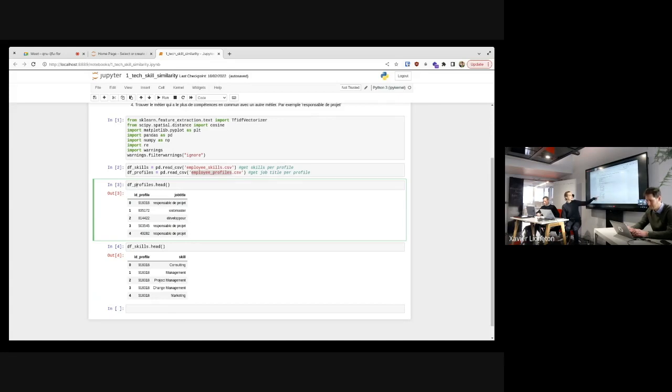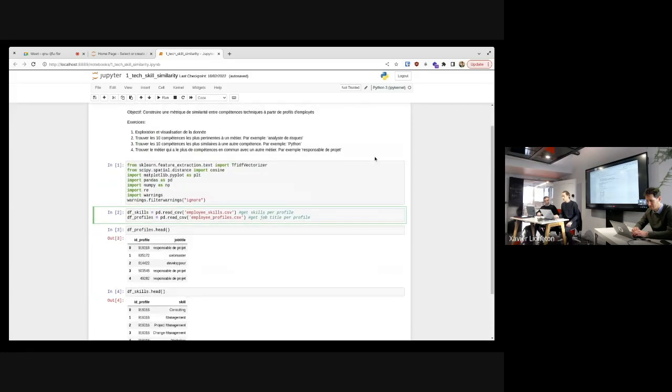So you could basically merge these two data sets on the ID profile column. So it means this responsable de projet has all of these skills that you see here. Obviously, this data set is much bigger, but that's to show you how they work together. So it's pretty simple to begin with. But you can do a bunch of things with that. So here we have 4 steps where we suggest things that you may want to do, such as looking at the data and playing with it.